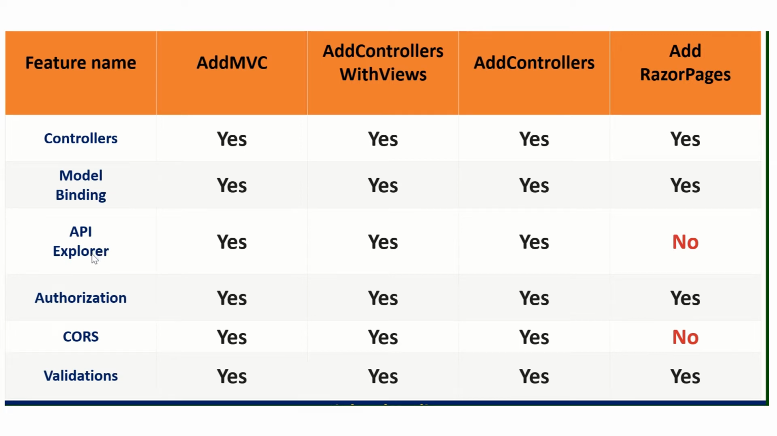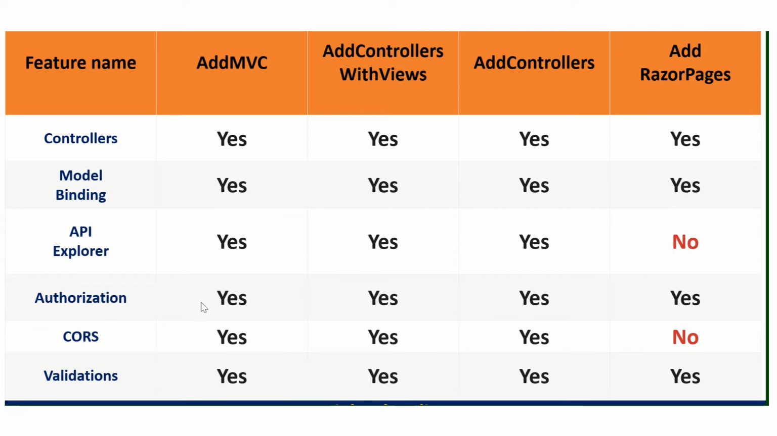Third one is API Explorer. API Explorer we can get in AddMvc, in AddControllers, and in AddControllersWithViews, and the last one we can't use is AddRazorPages, right? We can't get API features in AddRazorPages, so I have mentioned no, right?